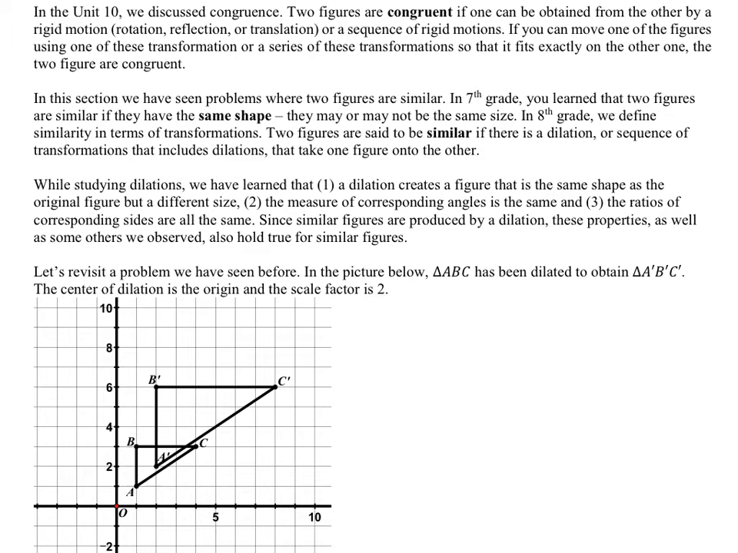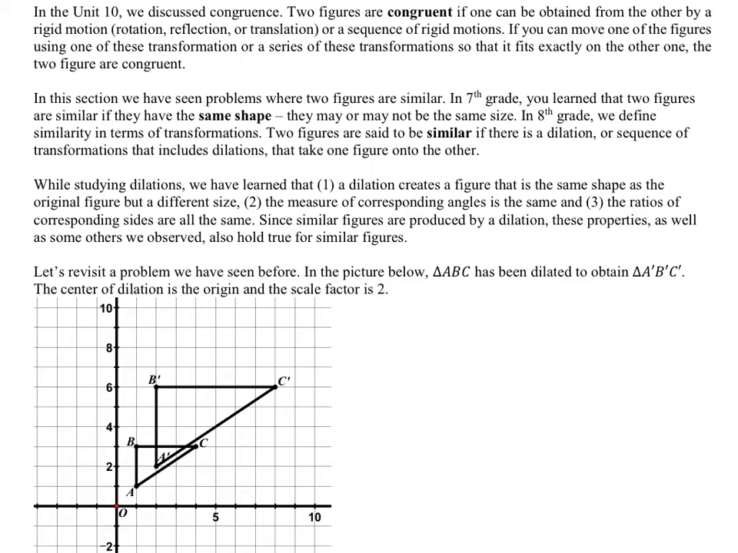In Unit 10, we discussed congruence. Actually, it's kind of Unit 11, but whatever. Two figures are congruent if one can be obtained from the other by a rigid motion, rotations, reflections, and translations, or a sequence of rigid motions. If you can move one of the figures using one of these transformations or a series of these transformations so that it fits exactly on the other one, the two figures are congruent.